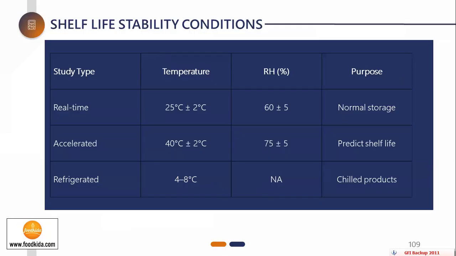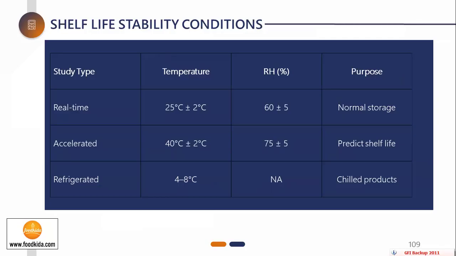So first of all, we start with shelf life stability conditions. These are the conditions: 25 degrees, 60 RH, and 40 degrees, 75 RH. We actually keep samples on both conditions. And if refrigerated, 4 to 8 degrees centigrade for chilled products.